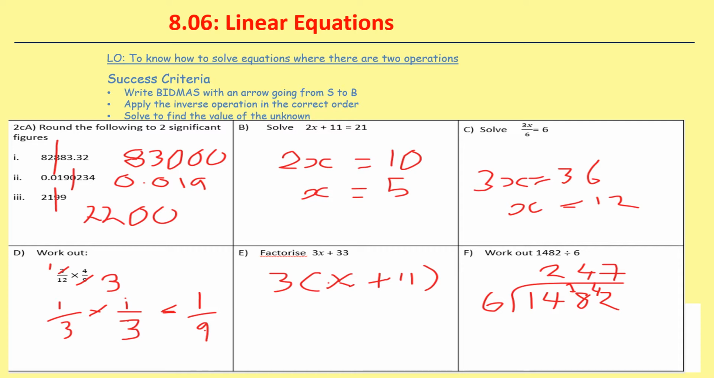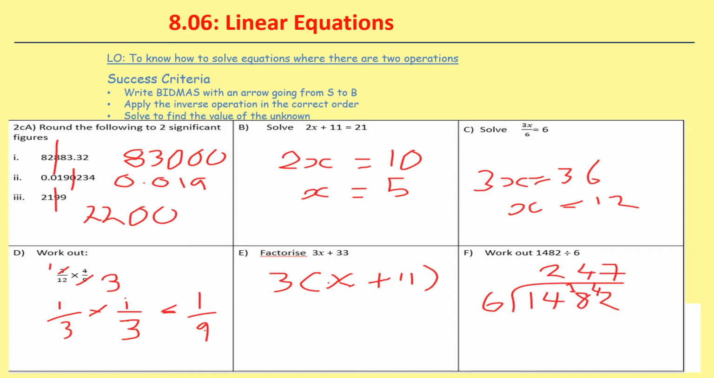Factorize 3x plus 33, so we need to put brackets into that. Well, the common factor of 3 and 33 is 3, so it's 3 bracket x plus 11, and 1482 divided by 6 is 247.